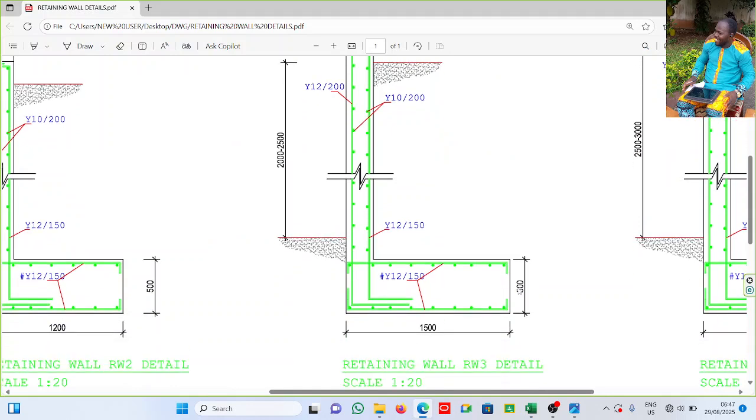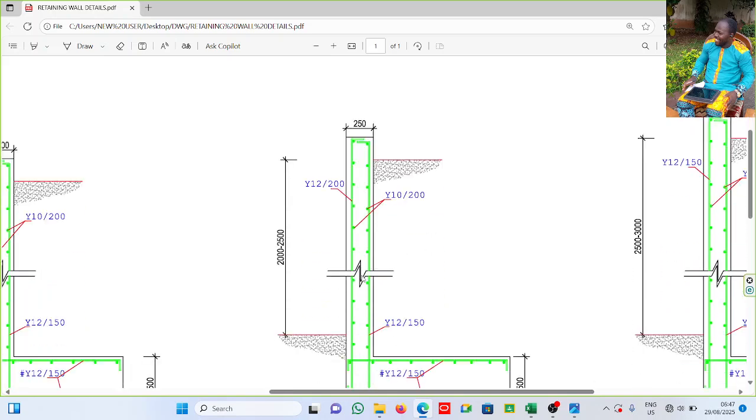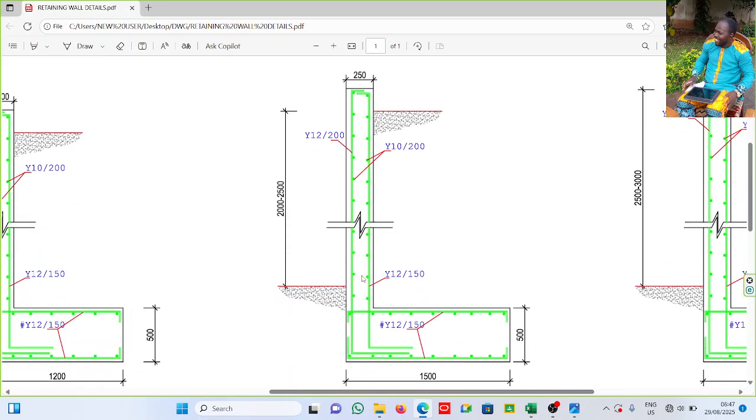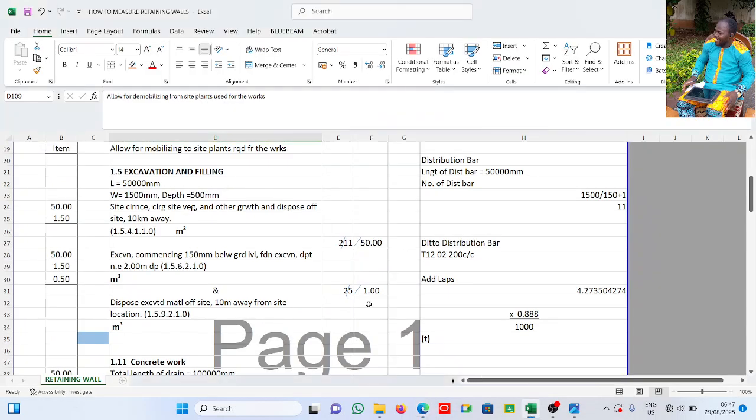1,500. The thickness of the base is 500. The wall itself is 250 millimeters, which is 0.25 meters when you divide by 1,000. All right, so this is what we have here. Of course, we need to do the site clearance, remove vegetation, and our reference document is the BESMM4R.